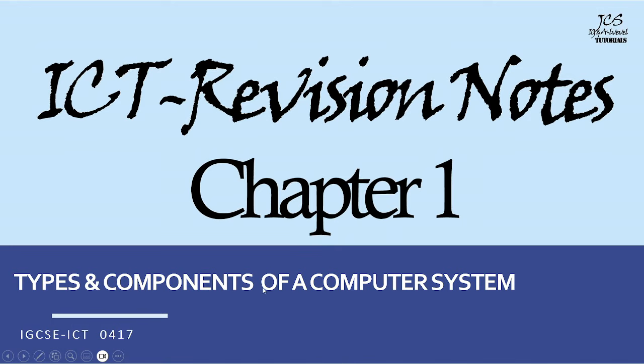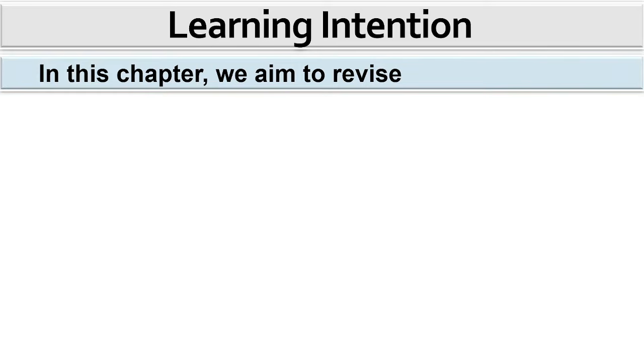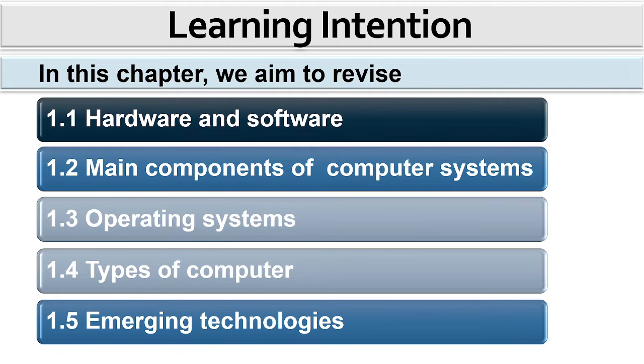All right. In this video, we're going to look at types and components of a computer system. This is mainly for the IGCSE ICT theory paper, so let's get started. In this chapter, we aim to revisit or revise hardware, software, the main components of a computer system. We're looking at operating systems, types of computers, and emerging technologies. This note is really summarized to help you ace your ICT theory, so please make sure you pay key attention.